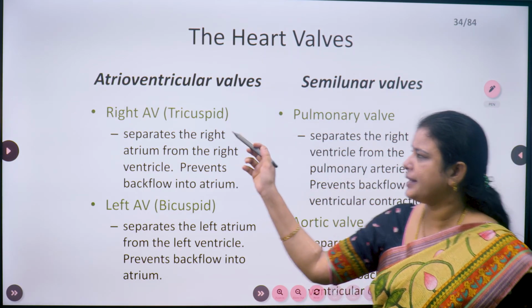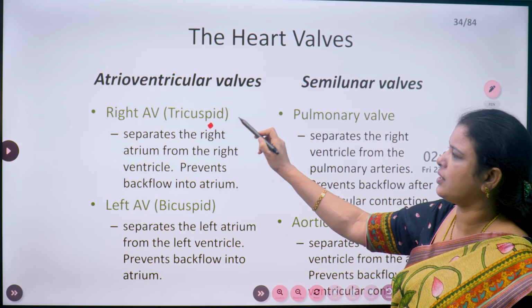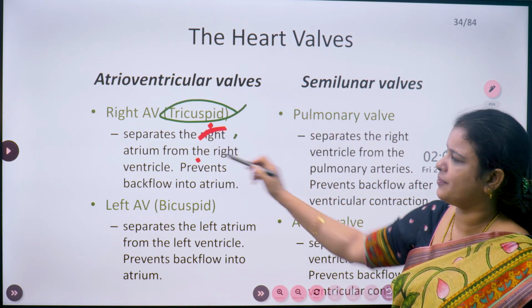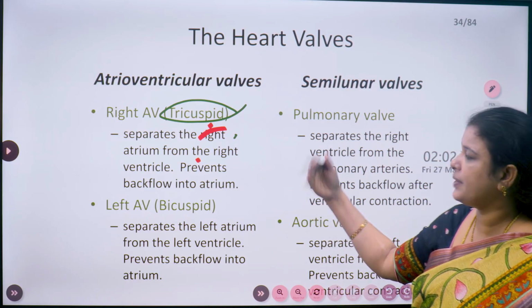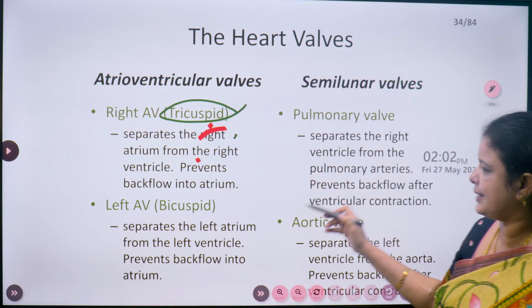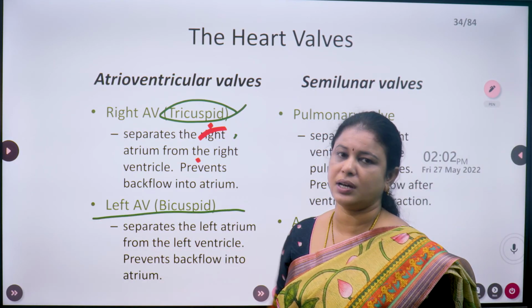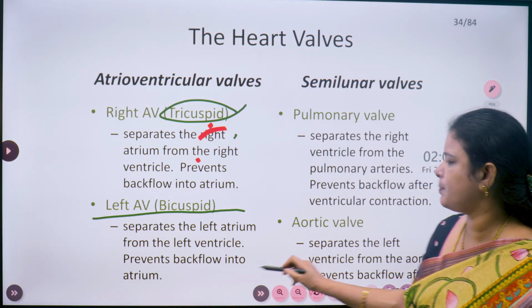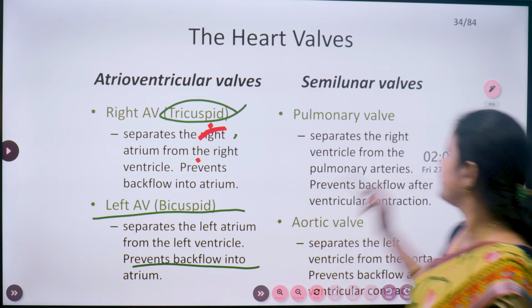Atrioventricular valves. The right atrioventricular valve is the tricuspid valve. It separates the right atrium from the right ventricle and prevents backflow into the atrium. The left atrioventricular valve is called the bicuspid valve. This also prevents backflow into the atrium.